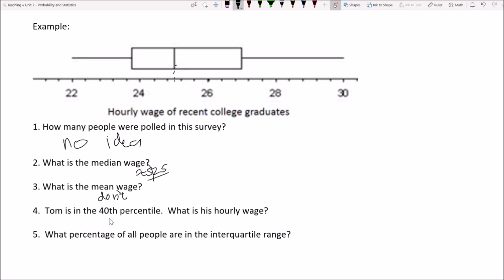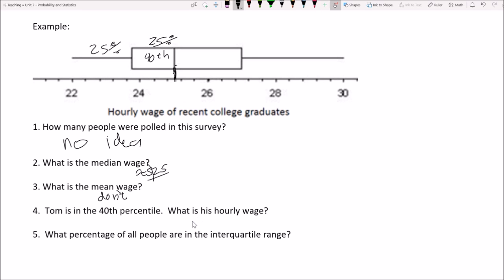What about Tom? Tom's in the 40th percentile. What is his hourly wage? Again, this is a question that we can't answer exactly, but we can give a range, because if 25% of the data are here and 25% are here, by the time we get up to this 25, we've already accounted for half the people. He's above 40% of the people, so the 40th percentile is somewhere inside this box. It's probably 24 or higher, but we don't actually know.